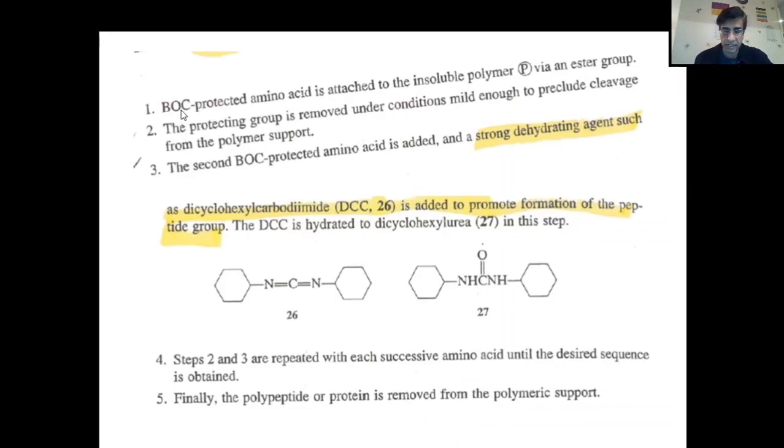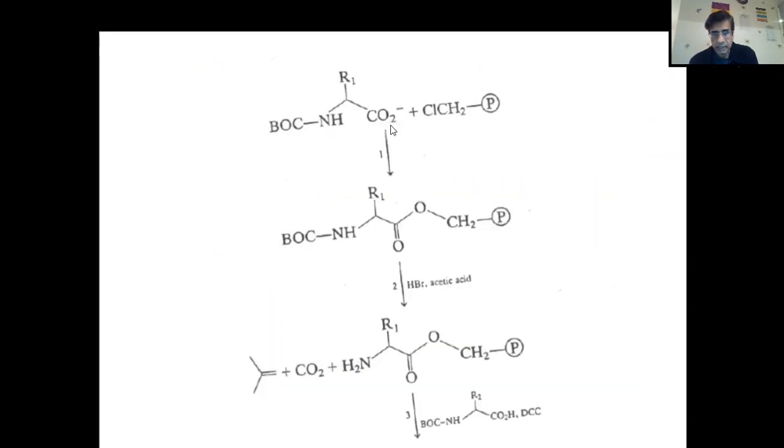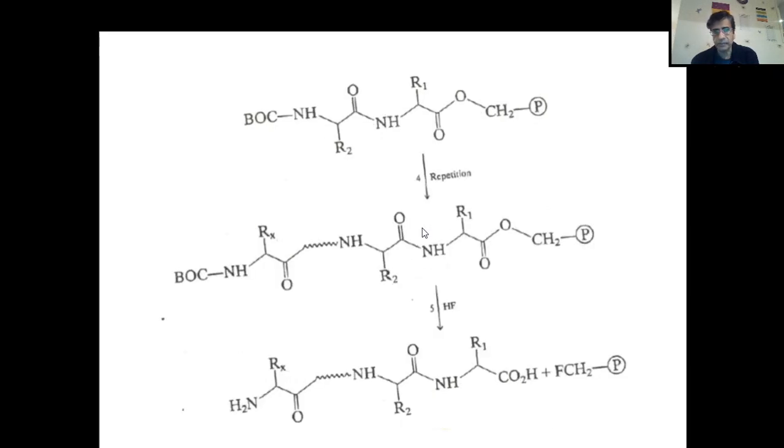You can read first. A BOC-protected amino acid is attached to the insoluble polymer. Which polymer? Cross-linked polystyrene via an ester group. Look at this. This is the step I'm talking about. So this is connected to the insoluble polymer via an ester group. So see, this is an ester linkage. This is the first point.